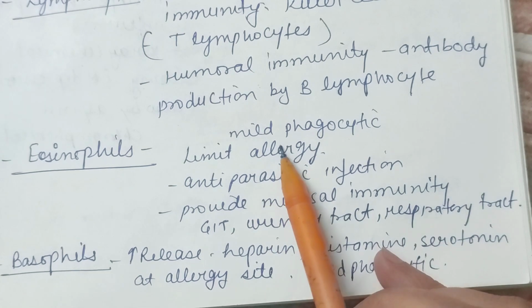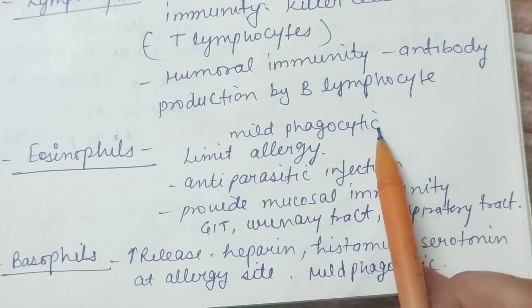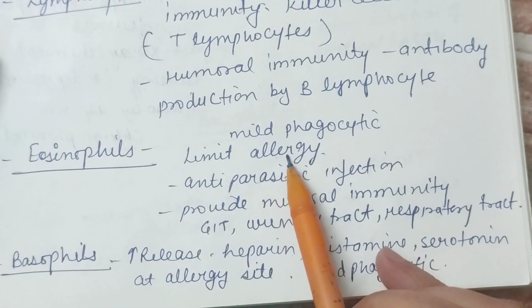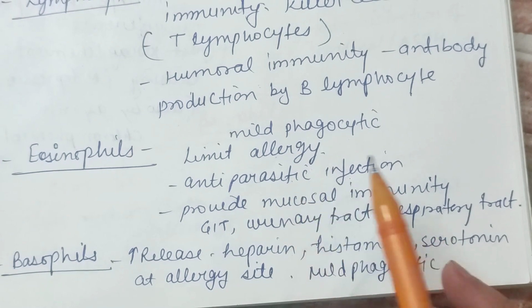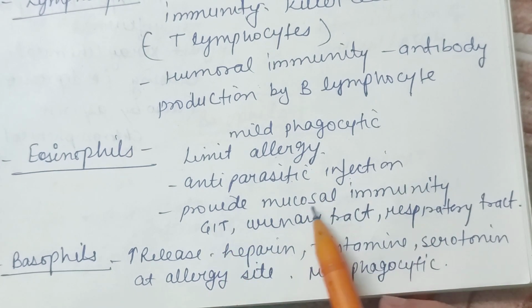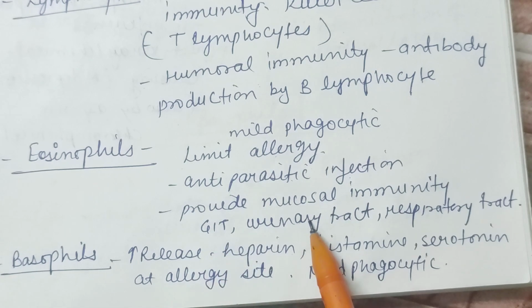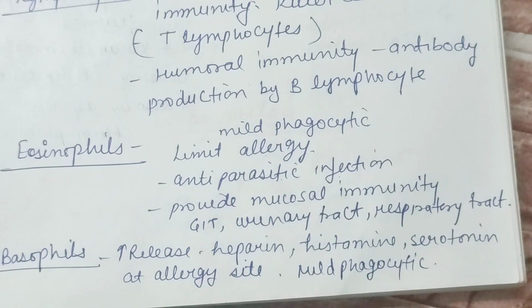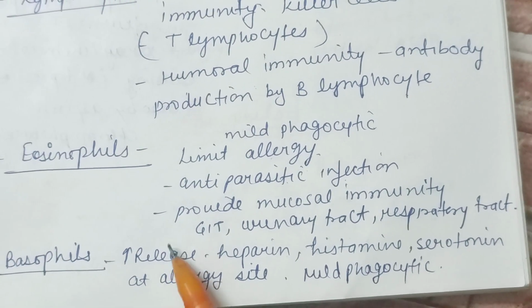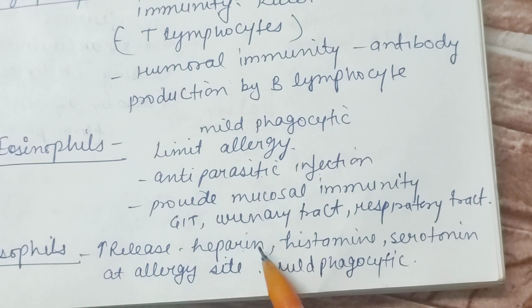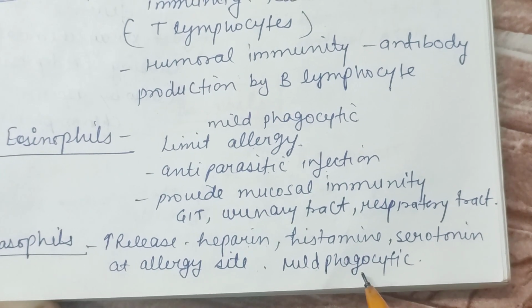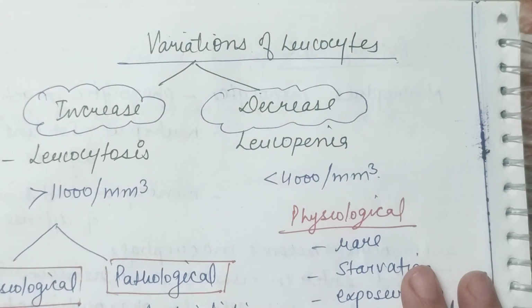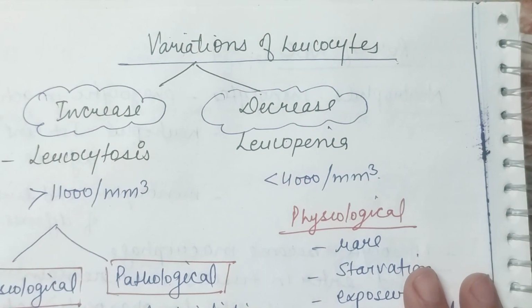Eosinophils have mild phagocytic activity, but they limit allergy and parasitic infection. That is the most important function of eosinophil. They also provide mucosal immunity in the GIT, urinary tract and respiratory tract. Coming to basophil, they increase the release of heparin, histamine, serotonin during allergic reactions and have mild phagocytic activity as well. At last, let's see the conditions of variations of leukocytes.